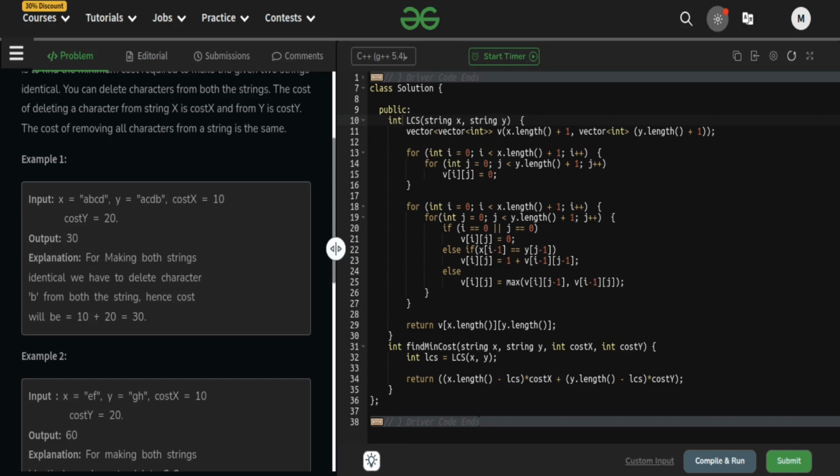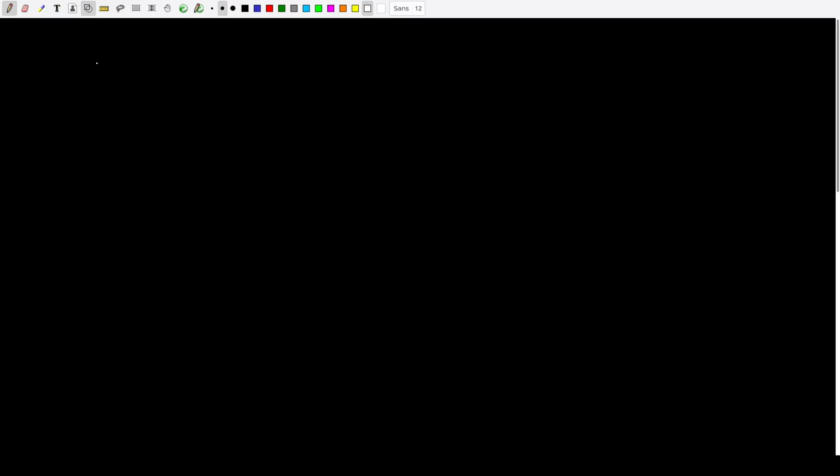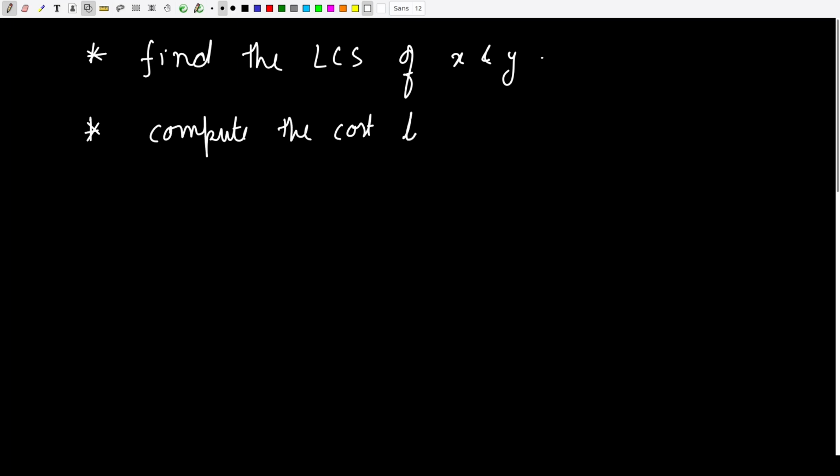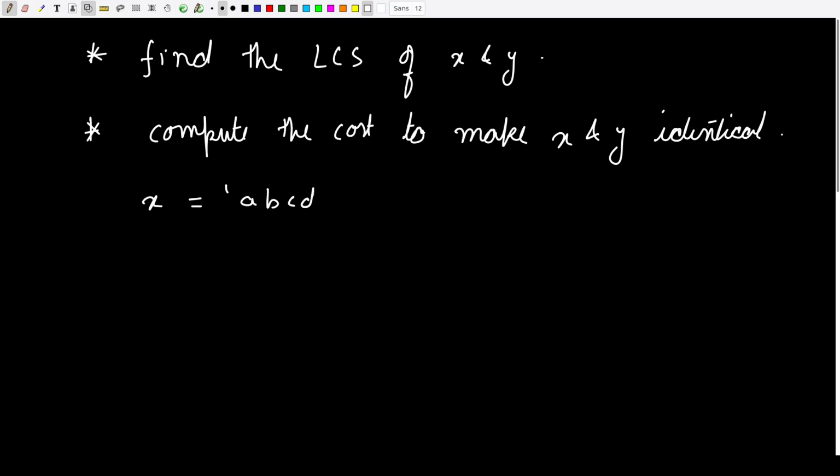Now let us discuss the solution of this problem. The solution of this problem is rather simple. What we need to do is find the LCS of string x and y, and once we find the LCS of string x and y, then we need to compute the cost to make x and y identical. So let us try to understand this with the help of an example. Let us take the same example, where the string x is a, b, c and d and string y is a, c, d and b.